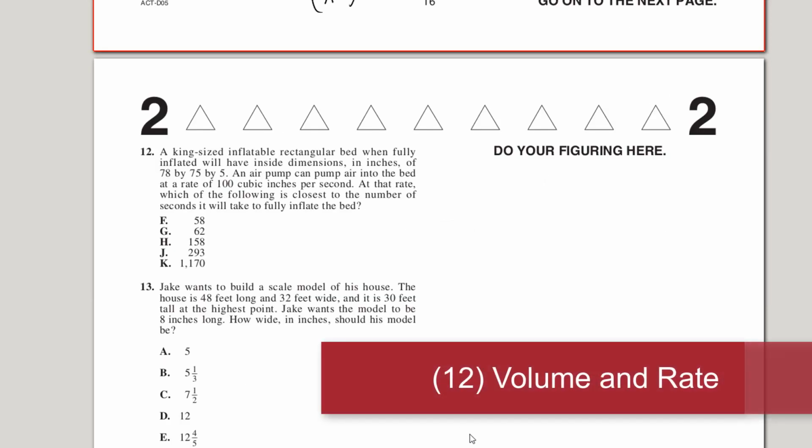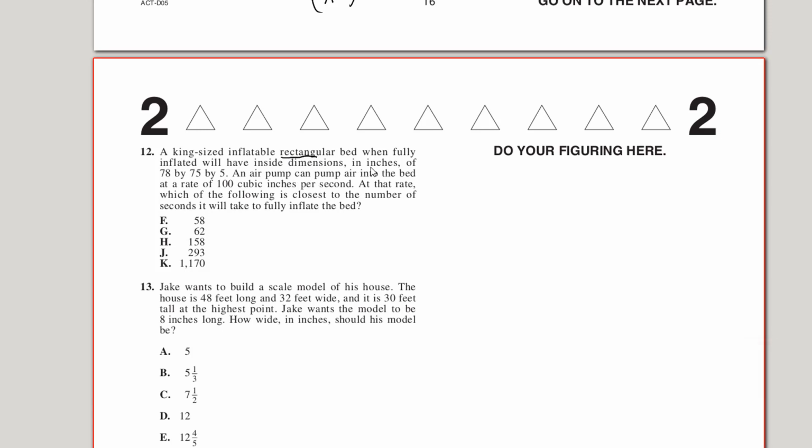Question 12 says a king-sized inflatable rectangular bed, when fully inflated, will have inside dimensions in inches of 78 by 75 by 5. An air pump can pump air into the bed at a rate of 100 cubic inches. I'm just looking at my units per second.